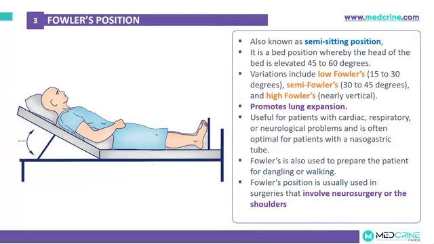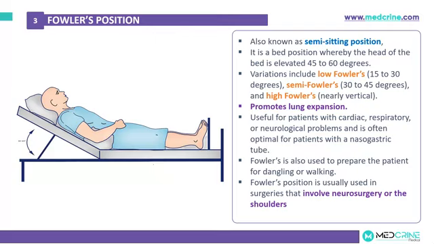The second position is Fowler's position. Fowler's position is also known as semi-sitting position, and in this case, the head of the bed is elevated 45 to 60 degrees. Fowler's position has some variations: low Fowler's position, where the head of the bed is elevated by 15 to 30 degrees, semi-Fowler's position, where the head elevation is 30 to 45 degrees, and high Fowler's position, which is a nearly vertical position.